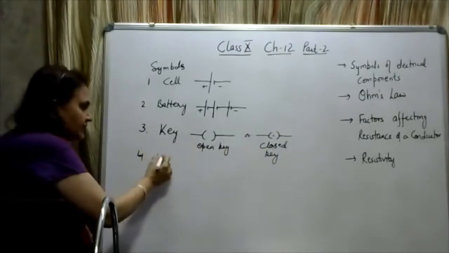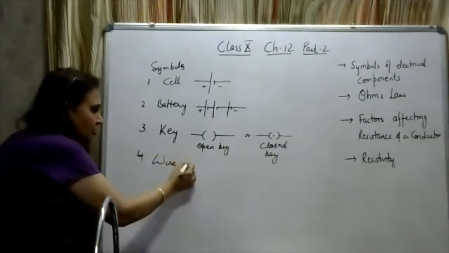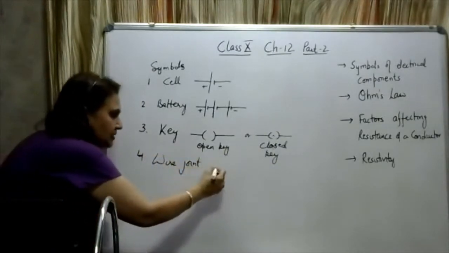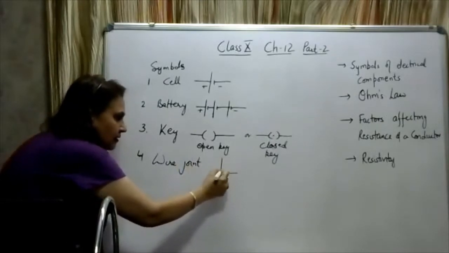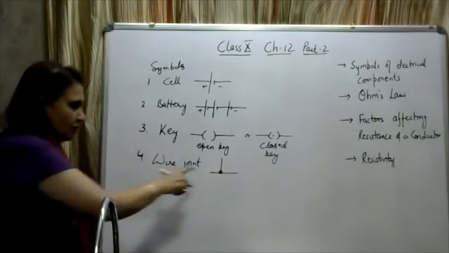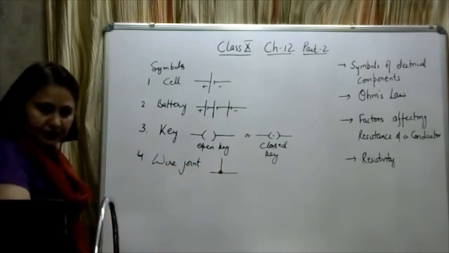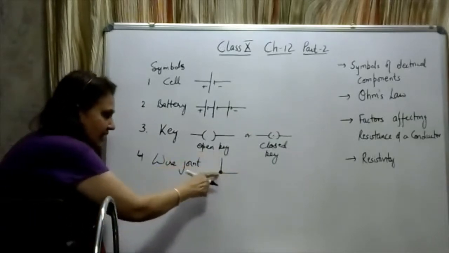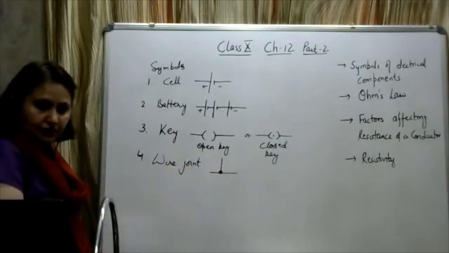Next is the wire joint, two wires which are joined together. That is represented like this: these are two wires which are joined together, so we put a dot over here. This is the symbol for the wire joint. This is one wire, this is the other wire, and these two wires are joined over here.